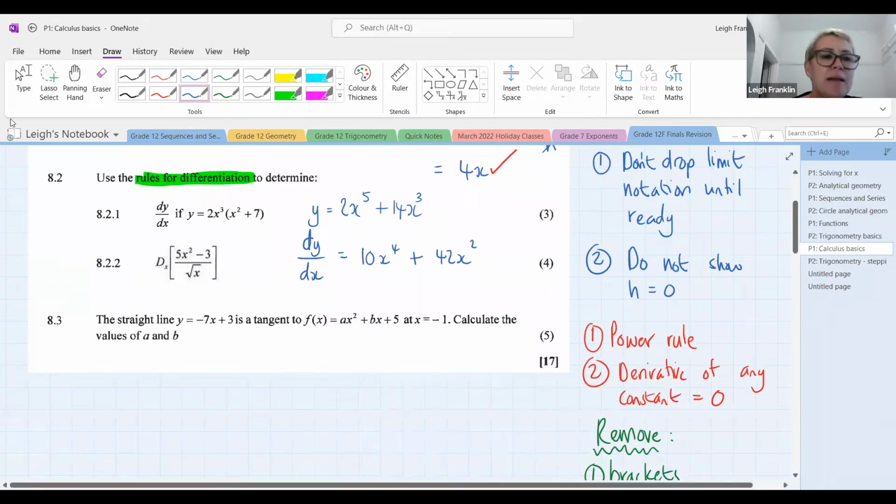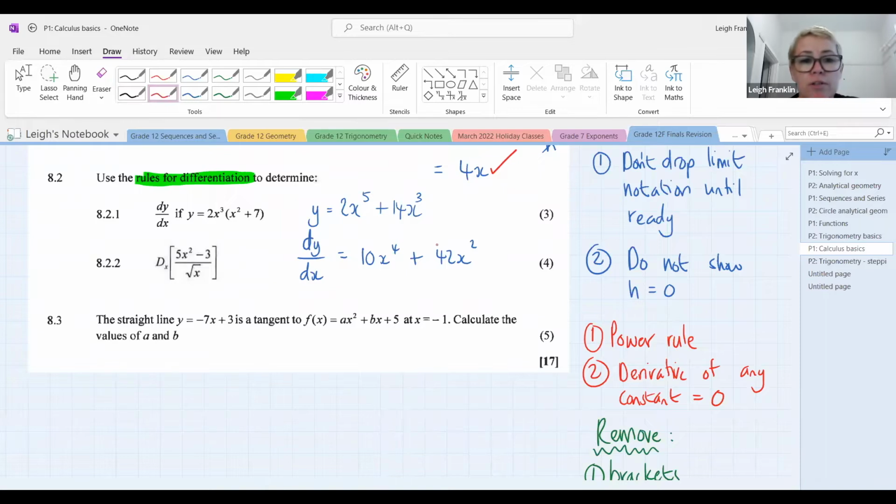Now it makes sense why this is out of 3 marks. 1 mark for removing the brackets and a consistent accuracy on each of those terms. So make sure that you get those marks. Is everybody happy with that? Is that making sense? Good stuff. Lovely. Thanks, Itumeleng.